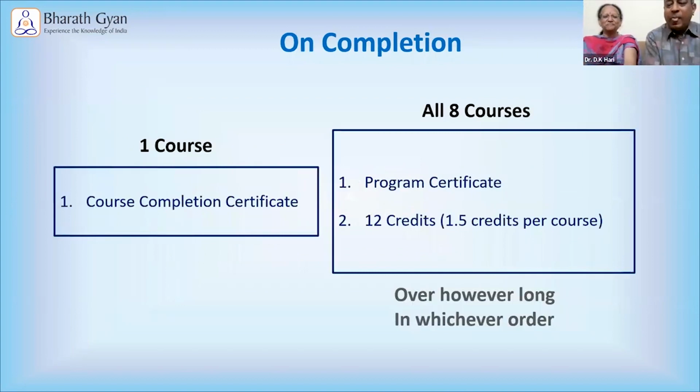So what we do, how the university has designed it, is that if you attend any just one course, then you are given a course completion certificate at the end of it. But if you do all the 8 courses, one after the other, whenever you complete the cycle and you say, okay, I've finished, like a housie game, I've struck off all the 8 courses, then you get the program certificate, and you also get a transcript for 12 credits, because it is 1.5 credits per course.